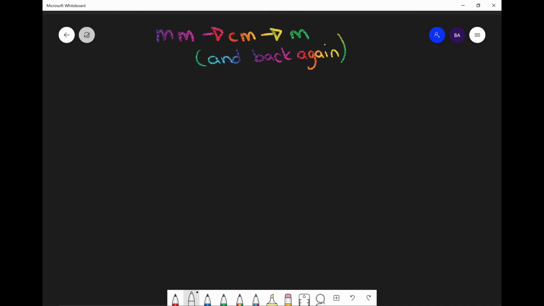So with meters, it's the exact same thing, but just with a few extra zeros. So in 1 meter, there are 100 centimeters and 1,000 millimeters.